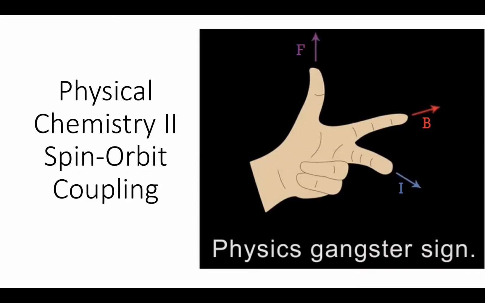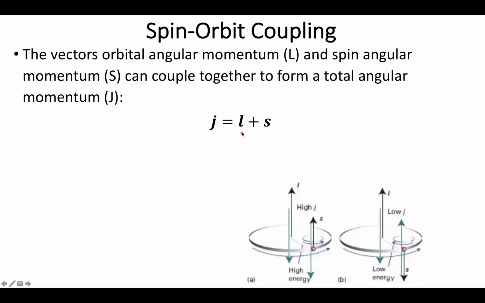All right, so today we're going to be talking about how angular momentum and electron angular momentum can interact. And not surprisingly, that means we're talking about magnetic fields. So what we're specifically looking at is how we can combine the vectors of orbital angular momentum and spin angular momentum to essentially interact with each other, because these will represent the magnetic fields that come with moving electrons.